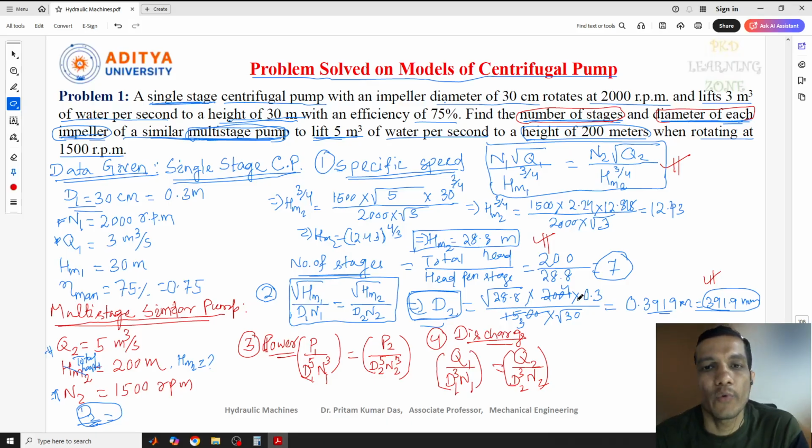I hope you understand how to solve when the question is given related to models, to find out similarity between the model and the prototypes. Okay, before going to manufacture a huge centrifugal pump, in the model itself we can do the testing, we can identify some things, so we'll go for that.